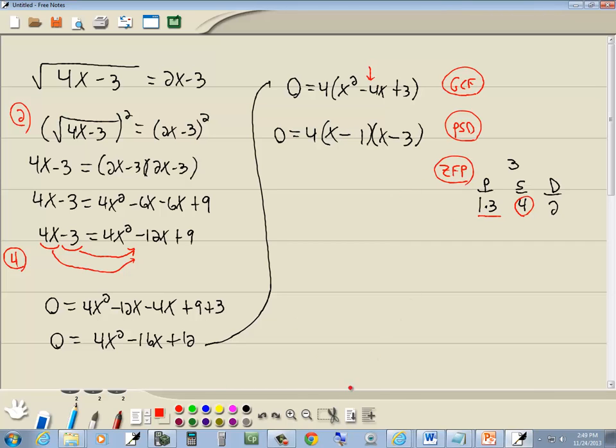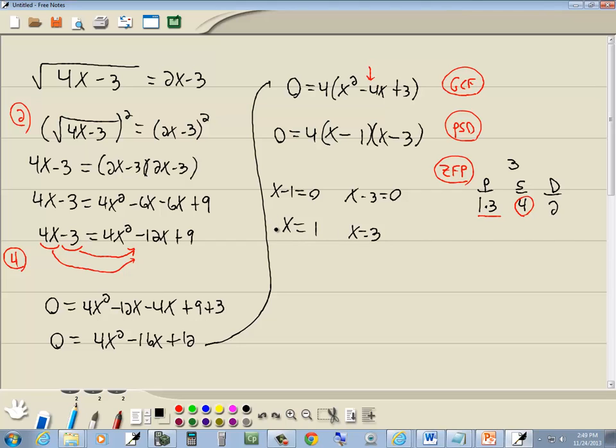I then want to use the zero factor property. The zero factor property says you get 0 on one side and you factor the other side. You can set each factor equal to 0. Now, we're not going to set the 4 equal to 0. You never set the numbers equal to 0 because there's no variable to solve for. But we'll set the x minus 1 equal to 0, and we'll set the x minus 3 equal to 0. And solve them. So that gives us x equals 1 and x equals 3, maybe.